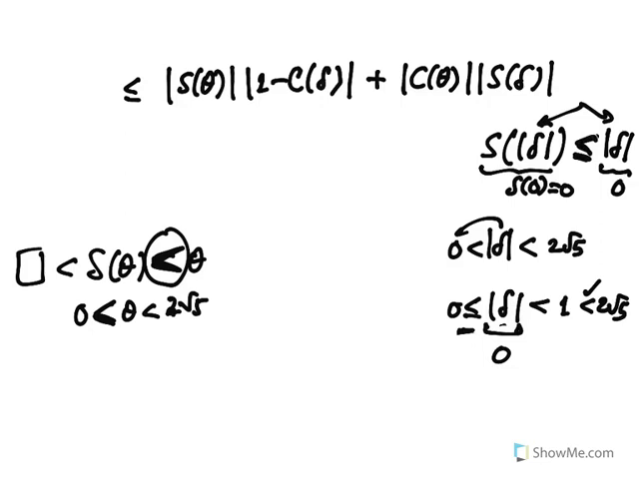Okay. But I also claim that absolute s of delta is the same as capital S of the absolute value of delta. And that's because s is an odd function. Remember that plus or minus inside doesn't matter.